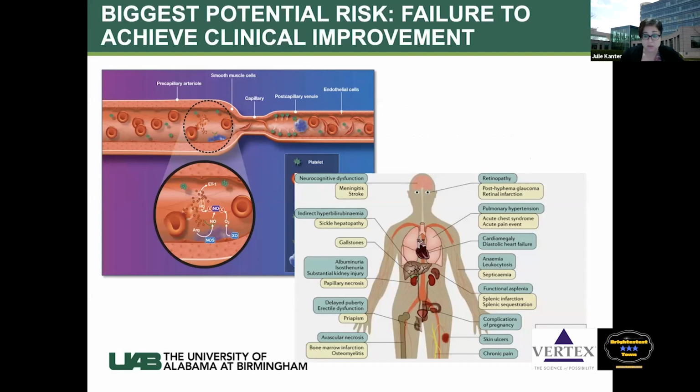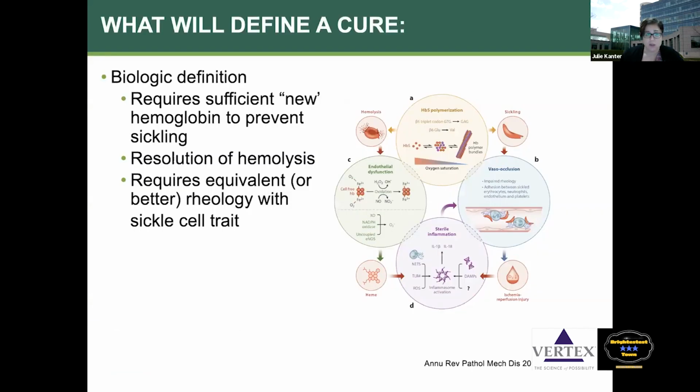What we want to see most is improvement for the individual patient. So how do we grade a cure? Well, first we have a biologic definition. How much of the new gene or altered gene is being produced? And does that stop the cells from breaking down? And does that stop the sickling? And does it stop the cells from sticking to the inside of the blood vessel?